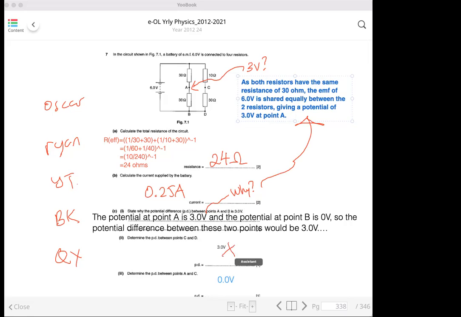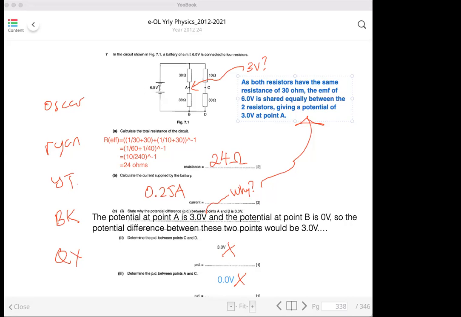Okay, these two are incorrect. I want to see your working. Okay, can you see that? So for Bei Kwan, can you see over here? This resistor is 10 ohm. This resistor is 30 ohm. So these two resistors are different. So this 6.0 volt EMF will not be shared equally between these two resistors.